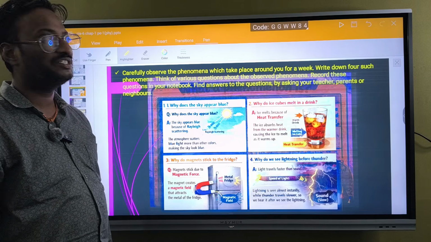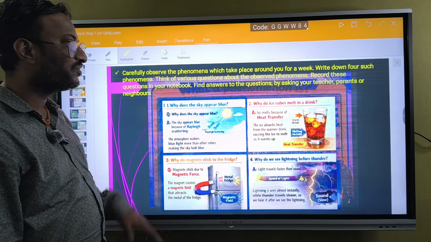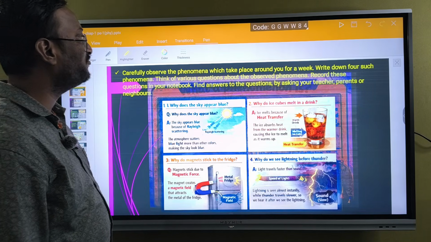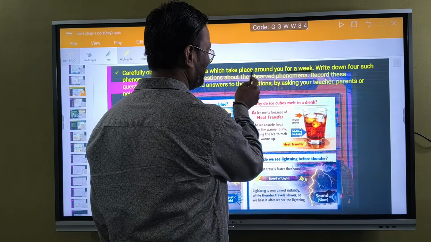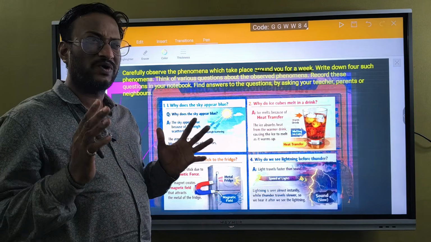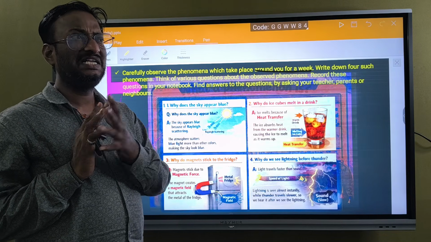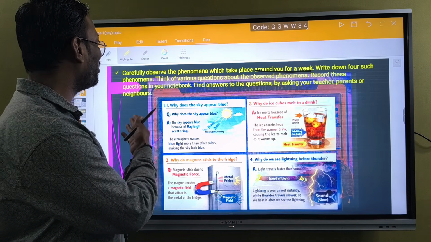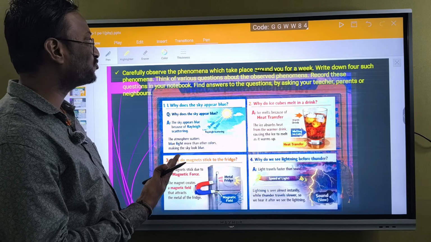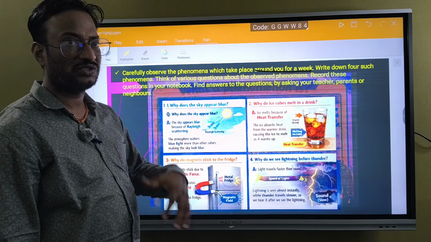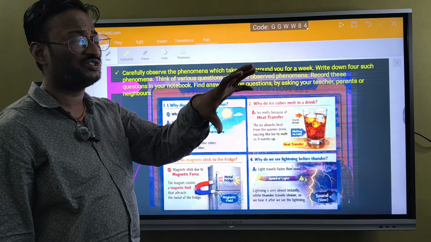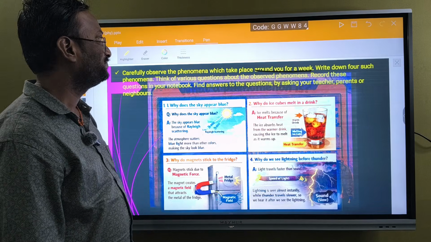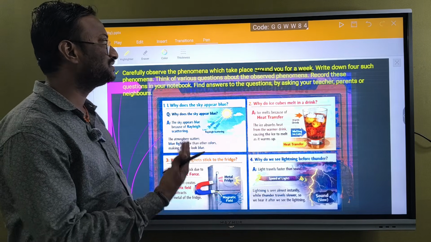Next, so this is the thing, children. Next we go for one more phenomenon concept. Carefully observe the phenomena which take place around you for a week. For about one week you try to observe carefully what is happening. Each and every incident you observe. Write down four such phenomena. Think of various questions about the observed phenomenon. If you have observed one incident, one phenomenon, you have to think of various questions about it. Let us have some examples and find the answers to those questions.